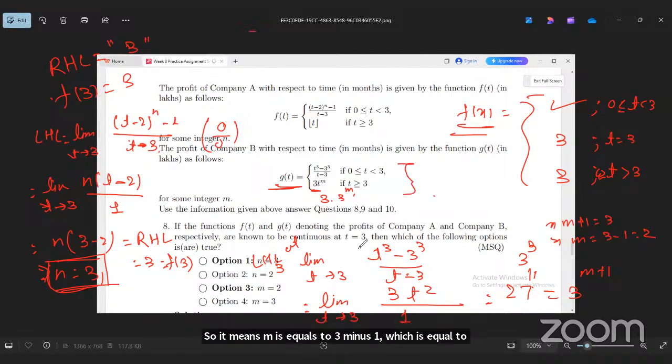Ma'am, in the first calculation, n into t minus 2 to the power n minus 1, because we know the rule that d/dx of x to the power n is equal to n into x to the power n minus 1. So n minus 1, 1 to the power. Correct, so I missed this. How can it be 1, n minus 1? N into n minus 1, no? Derivative of. Huh? So then 3 minus 2 will become 1 to the power n minus 1.